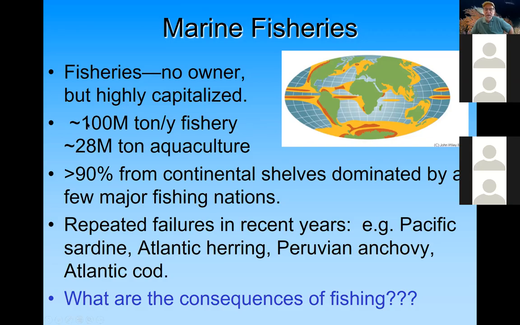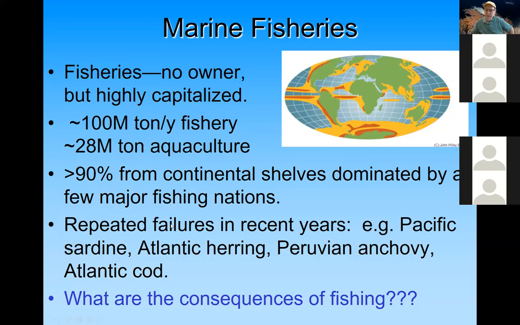It's about 100 million tons per year caught in the fishery, and that sounds like a big number, but that's actually a fairly small portion of the total food that's consumed by Earth's population of 7 billion people or so. Increasingly, aquaculture, both in ponds and in some forms of cage culture that we'll talk about, contributes about a third of this. And 90% of this fish landing comes from the continental shelves, and it's dominated by a few major fishing nations.